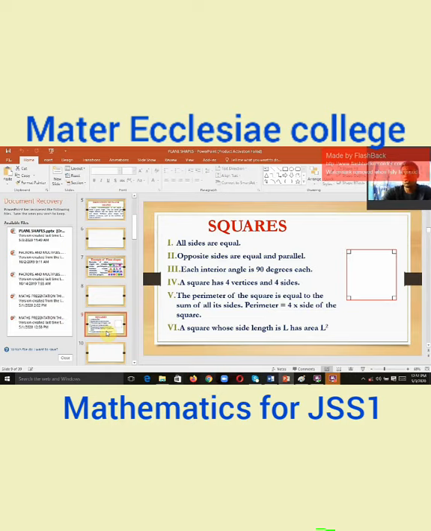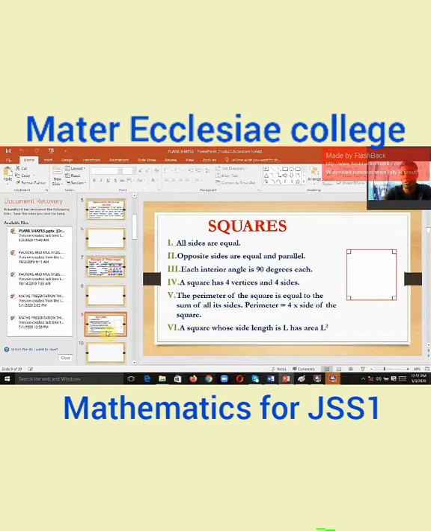I'm going to show you this on my white marker board. Let me just take some of the properties. Each interior angle is 90 degrees. Each of them is 90 degrees. The perimeter of a square is 4 times a side of the square, since all the sides are equal.